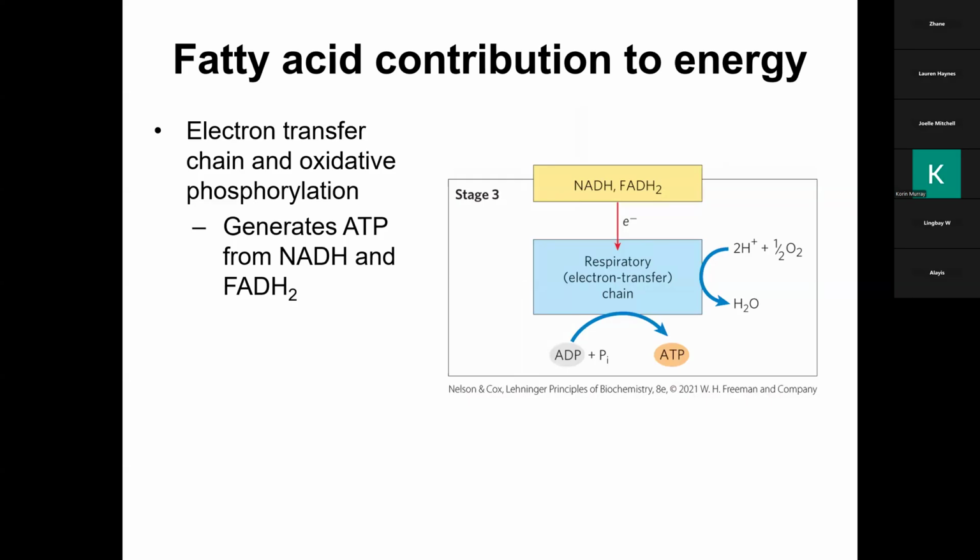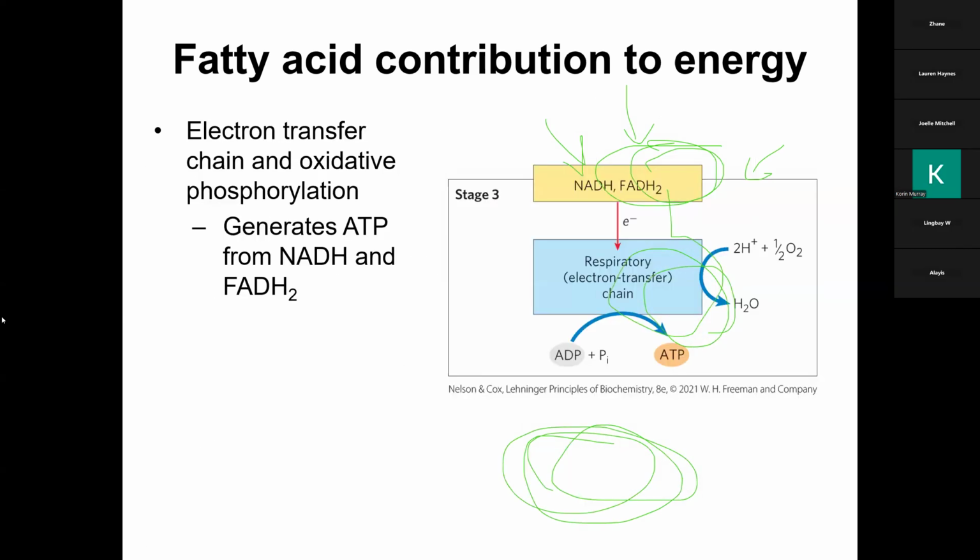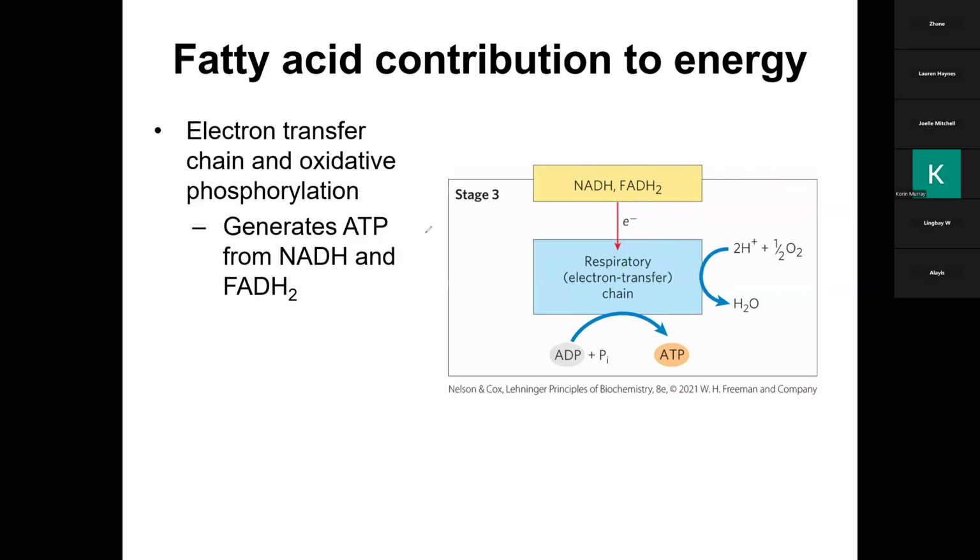Catabolic processes converge. Everything just converges into making acetyl-CoA. Sugar, amino acids, fatty acids, they all just make acetyl-CoA, so they can go into the citric acid cycle, make NADH and FADH2, and then go into the electron transport chain.